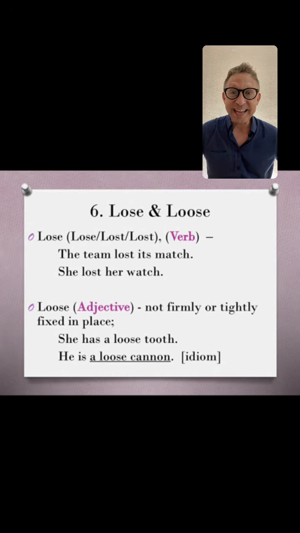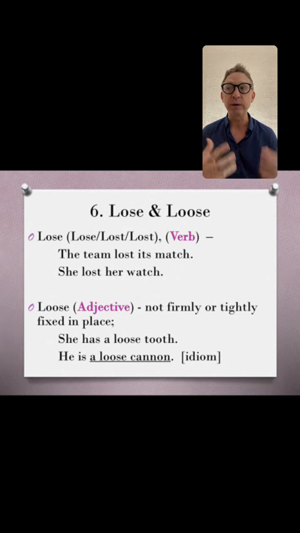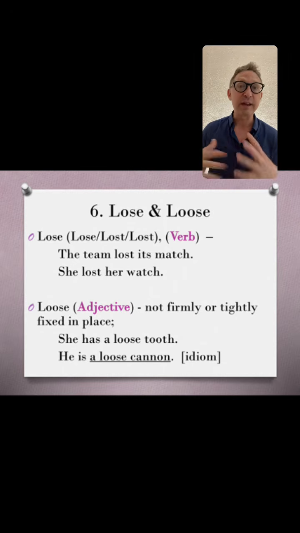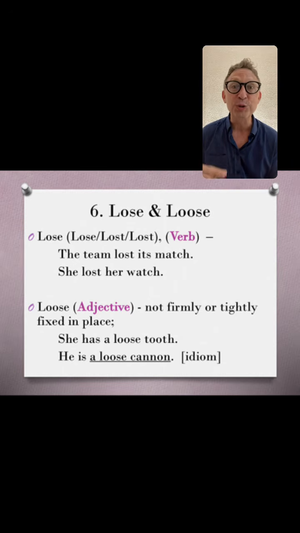A loose cannon is someone who is unpredictable. You can't predict their actions, so you're nervous. If you invite someone to your house party and they're a loose cannon, you don't know what can happen. They could start an argument, they could break something. It's a problem. He's a loose cannon. He's unpredictable. He's not controllable. And you have to be careful.